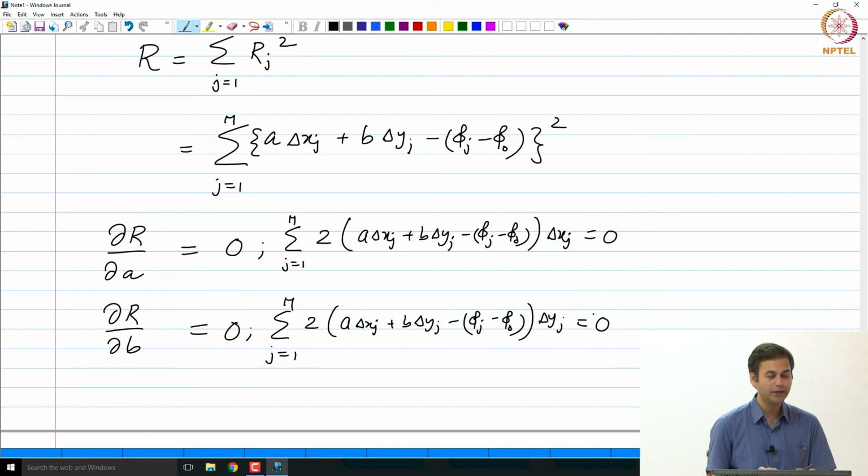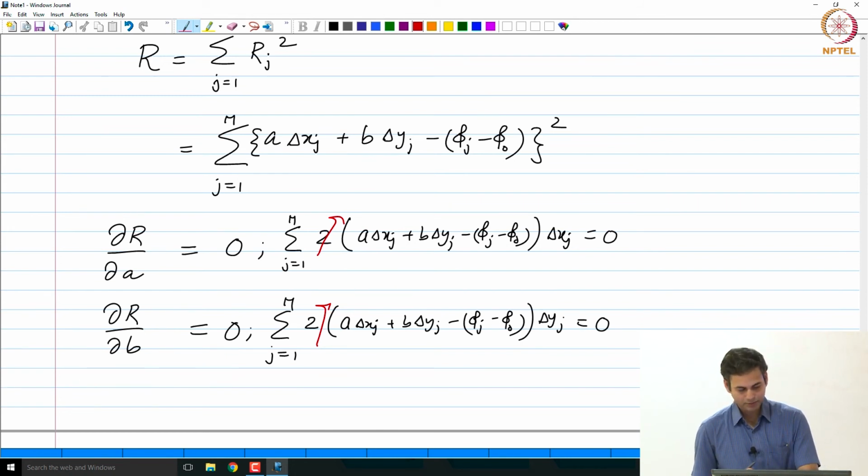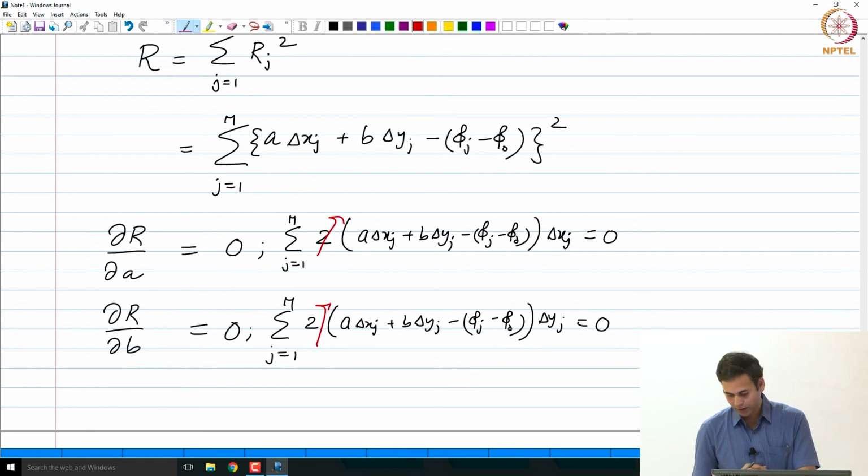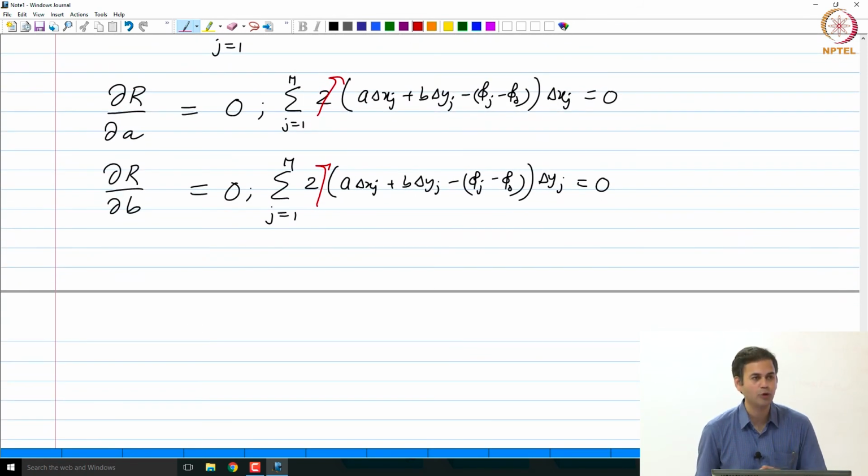So, we have 2 multiplying in every term, so 2 can be thrown out, because it is there in every term in the summation. Now we got a couple of equations. How many equations do we have? 2 equations, because we have a summation for each equation. And how many unknowns do we have? Only 2 unknowns. So, we have now reduced the problem.